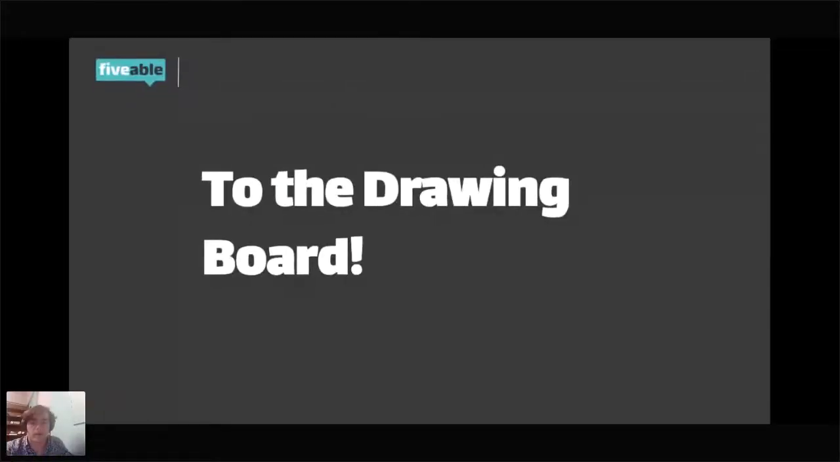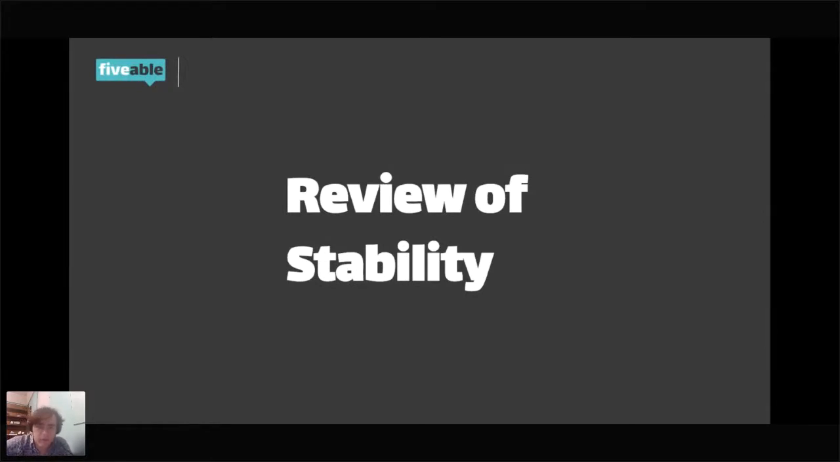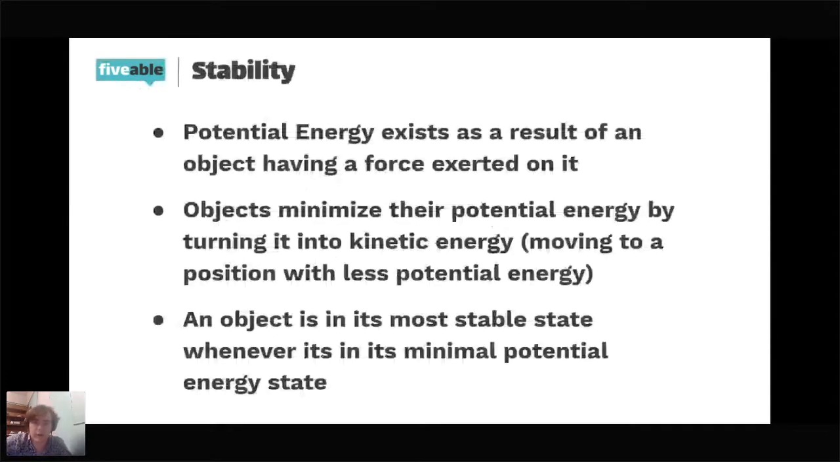Okay, so review of stability. This slide is literally copy and pasted from my last stream, except for the last part. So potential energy exists as a result of an object having a force on it, like something sitting above the Earth. There's a gravitational force acting on it, so there's a potential energy in that gravitational interaction. Or if you have a negative charge and a positive charge, those combinations are either going to repel or attract each other. And for that to happen, there must be a force in between them. So if there's a force, there's a potential energy between them.